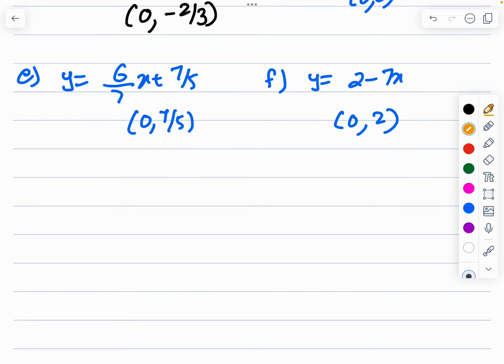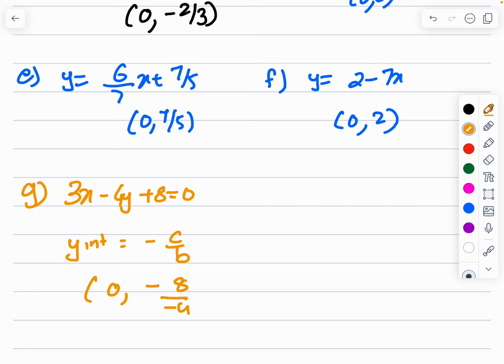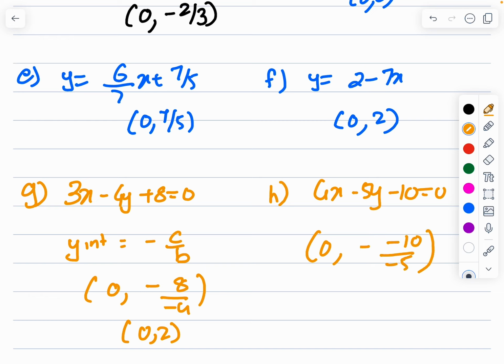Now in the next case, what is happening? If it is in the standard form, 3x minus 4y plus 8 equals 0, what am I going to do? I have to write out the y-intercept. The formula is minus c upon b. So it is (0, minus 8 upon minus 4). So it's going to be (0, 2). Then h, 4x minus 5y minus 10 equals 0. So it's going to be (0, minus of minus 10 upon minus 5), minus c upon b. Which is (0, 2).